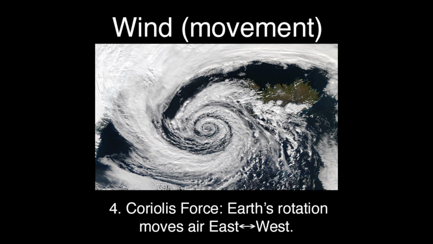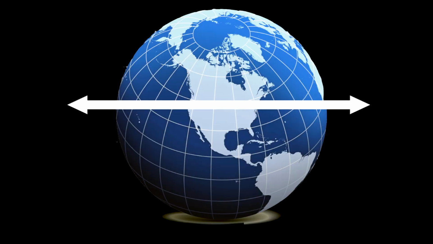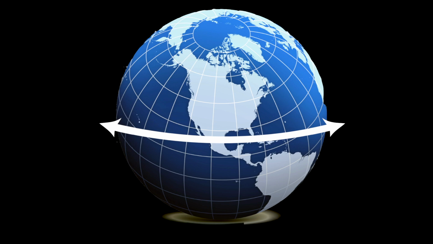The Coriolis Force, which constitutes Rule 4 of our explanation of atmospheric physics, states that the rotation or spin of the Earth turns fluids on the Earth's surface to the right in the northern hemisphere and to the left in the southern hemisphere. We won't go into the scientific explanation of why this occurs because it's too complicated and would take us far afield. But just remember this rule.